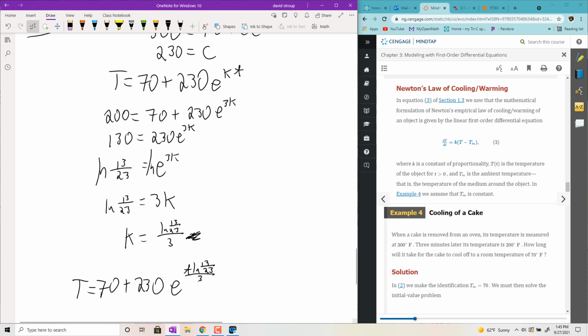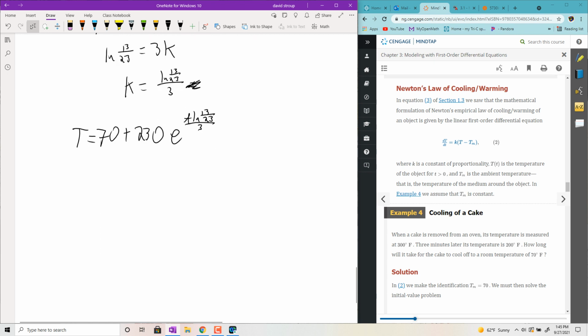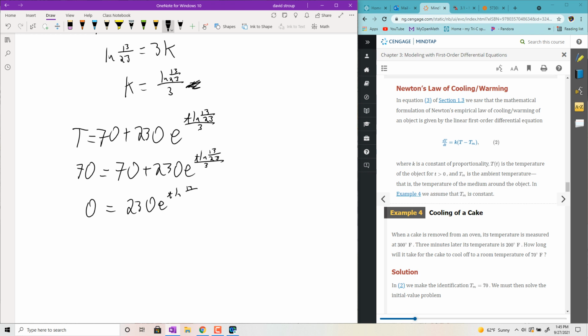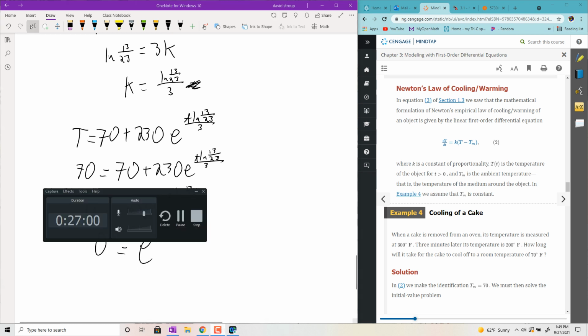Okay, so what do I need to do now? I need to find how long it will take to cool off to 70 degrees. So I'm going to put 70 in for the temperature and solve for t. Move the 70 over, that would be 0. Divide both sides by 230, that's still 0. Okay, so I made a mistake somewhere.